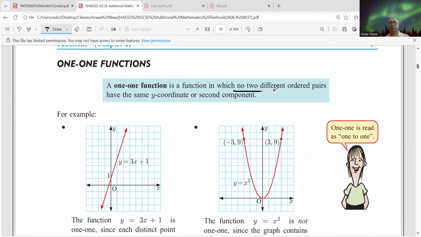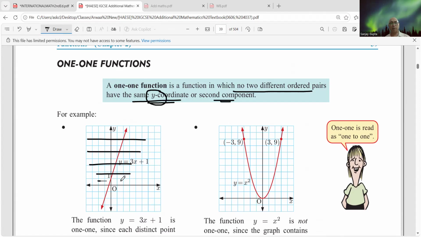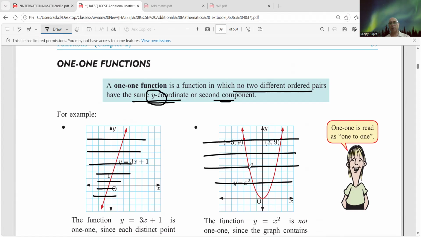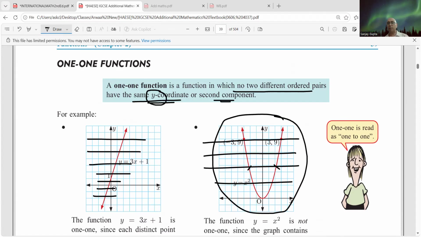A one-to-one function is a function in which no two different ordered pairs have the same y coordinate, or the second component. Now we are focusing on the same y coordinate, whereas in the definition of function, we said no two different ordered pairs have the same x coordinate. Here, if you draw horizontal lines, it only cuts the graph once. Whereas for the quadratic, this parabola, it is cutting at two places. y equals x squared means that when x is 3, you get y as 9, and when x is minus 3, you also get y as 9. So it's many values of x giving the same value of y.